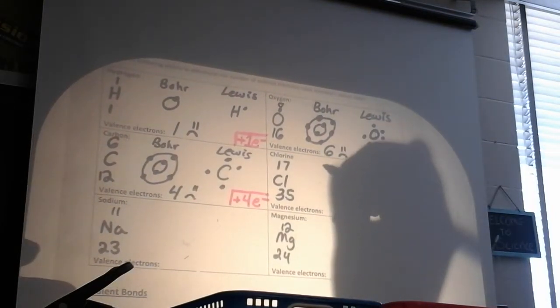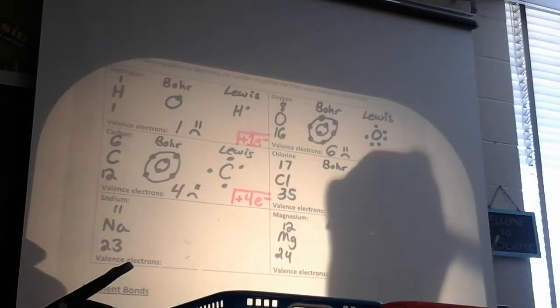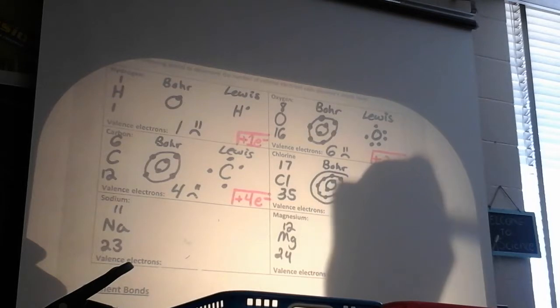So let's take a look at chlorine here. How many energy levels does chlorine need to have since it has so many electrons? Okay? Three energy levels. So on the first energy level, 2 electrons. On the second energy level, we're going to put 8. And what do we have left for our outer one? How many? 7.